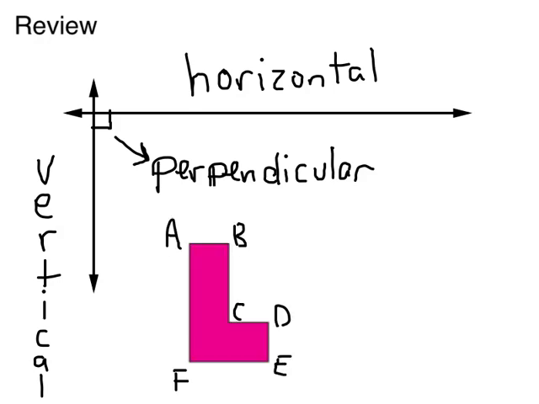We can name a shape by its vertices. So here we have hexagon A, B, C, D, E, F. And we can make statements about the line segments. For example, we can say that line segment BC is perpendicular to line segment CD. We can make statements about line segments that are parallel as well.